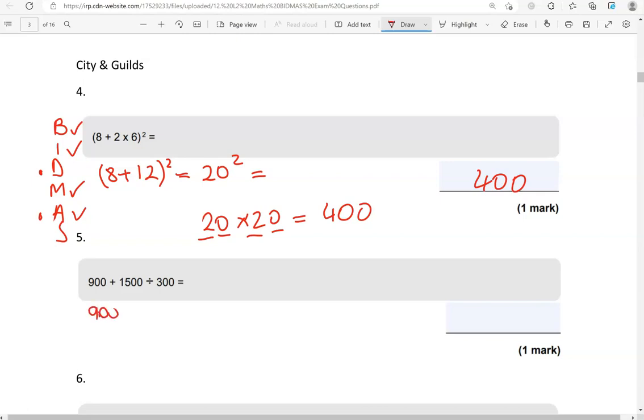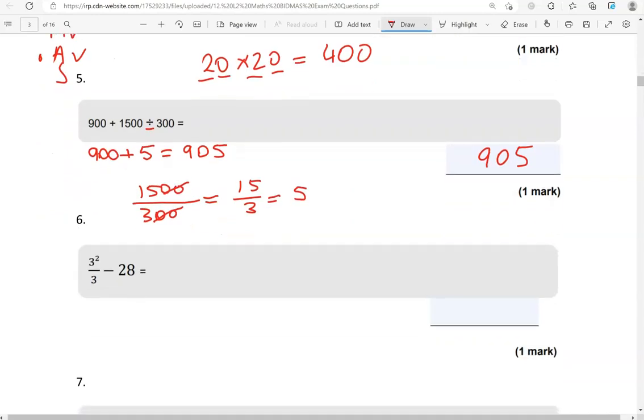So 900 plus 1500 divided by 300. How many lots of 300 fit into 1500? That is 5. If you couldn't work it out in your head, you can always do 1500. You know that division is just like the fraction line. So we can divide both numbers by 100 to get 15 divided by 3. That is just 5. So now we've got 900 add 5, which is 905.